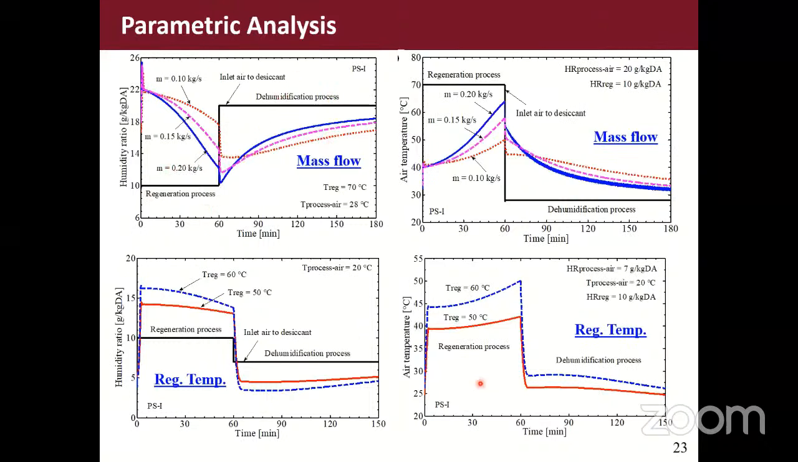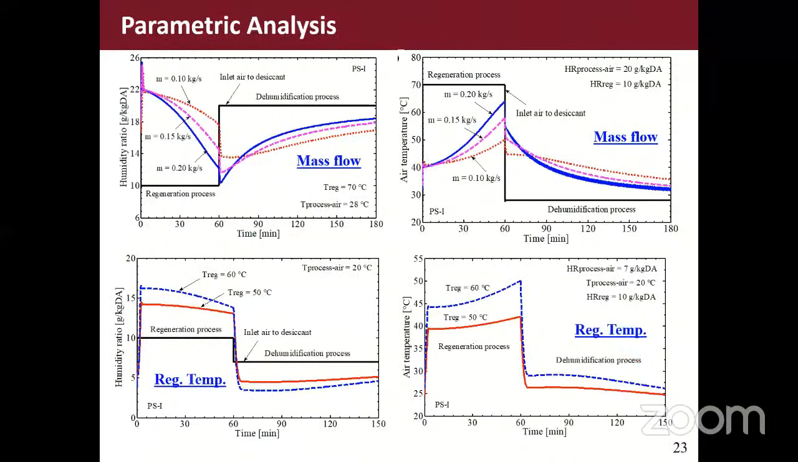Similarly, this is the case for the humidity ratio and the regeneration temperature, and this is also regeneration temperature. Here you can see at 50 and 60 degree regeneration temperature, how the humidity ratio and air temperature profile change during the regeneration process and the dehumidification process.